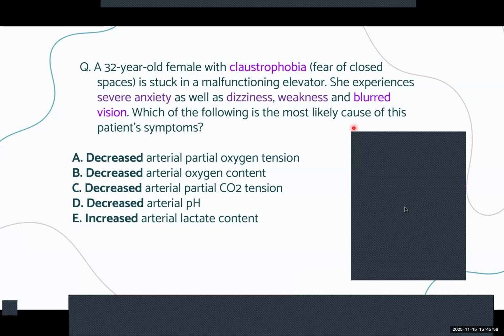Okay, so the answer of this question is C. Yep, the answer is C, you're correct. And A and B are wrong. I'll explain to you guys why it's wrong.